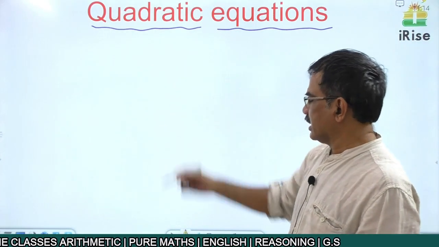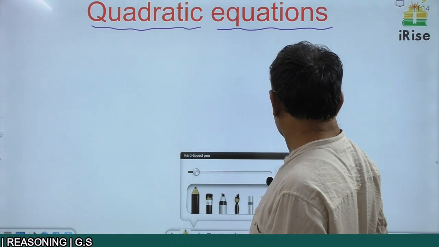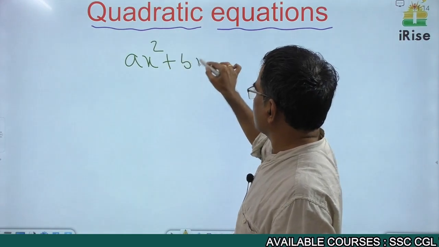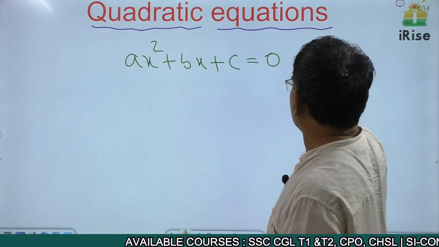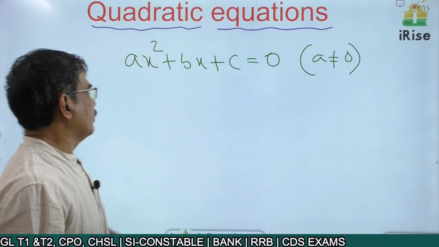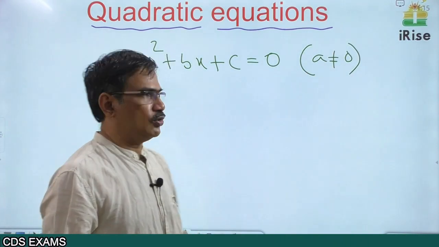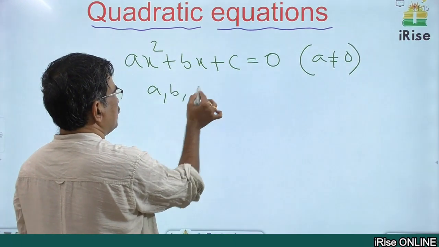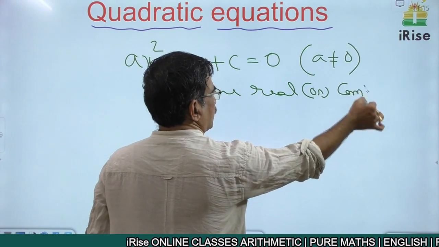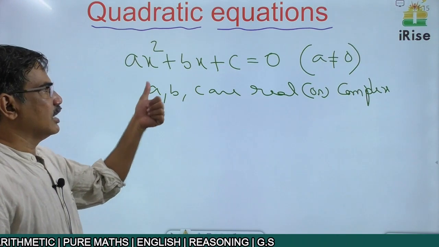So what is a quadratic equation? Any equation of the form ax square plus bx plus c is equal to 0, where a not equal to 0, and a comma b comma c are either real or complex numbers, is called a quadratic equation.